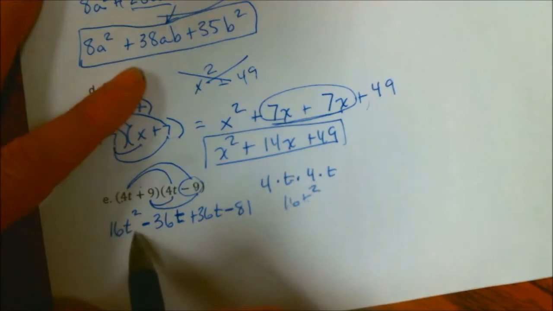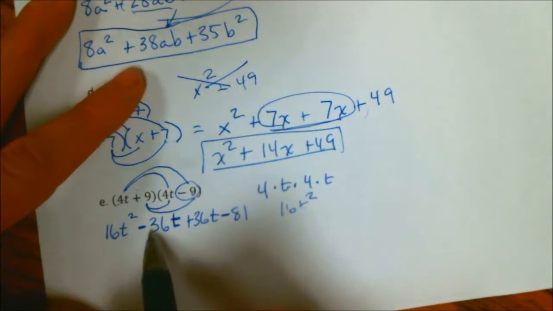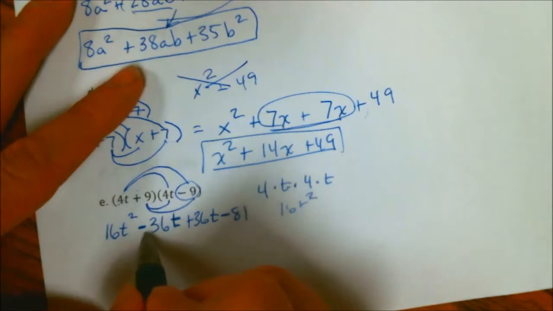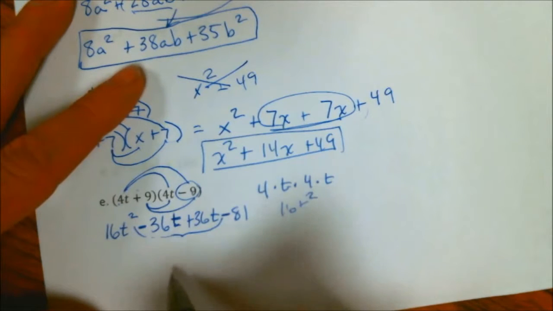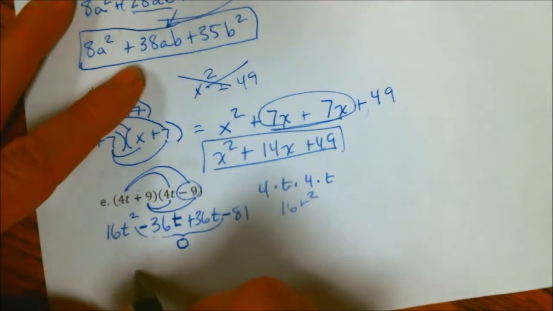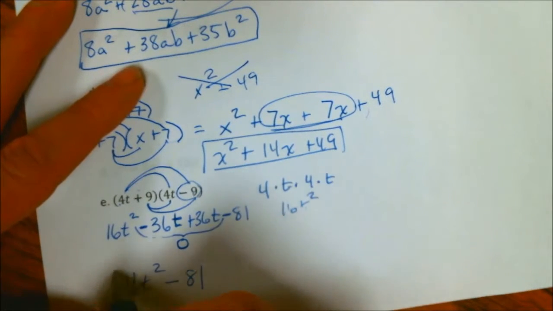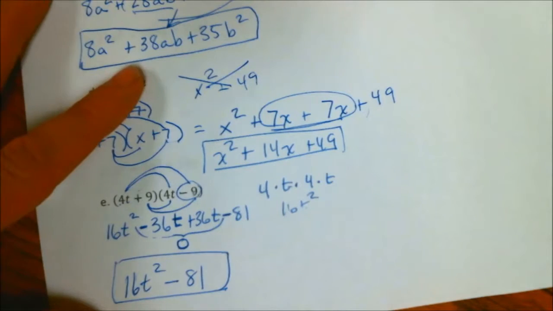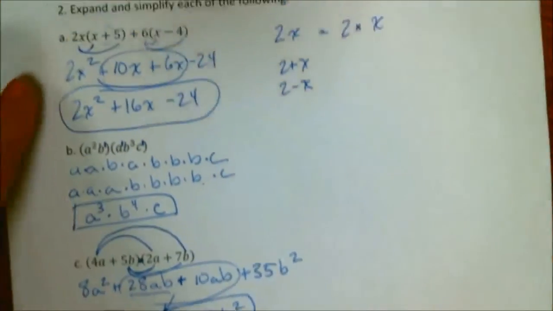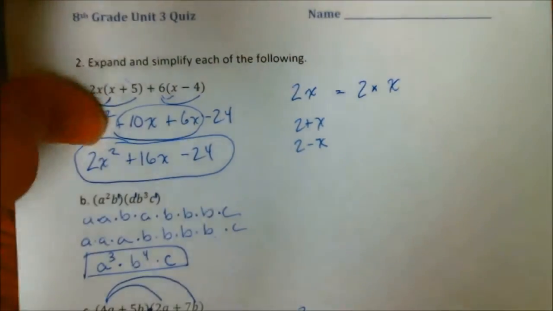Now I have 16t squared minus 36t plus 36t minus 81. You notice a negative 36t plus a 36t is simply 0. So that leaves me with 16t squared minus 81. In this one, I really don't have a middle term. That's it for this expanding and simplification page.